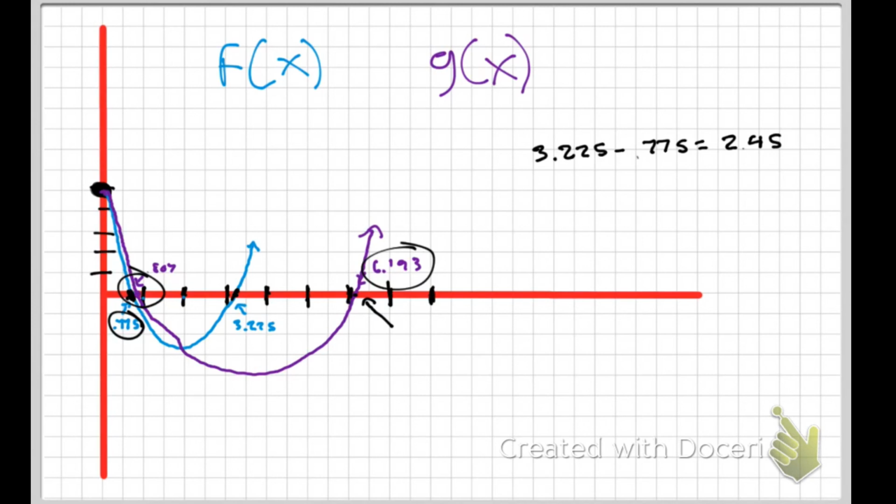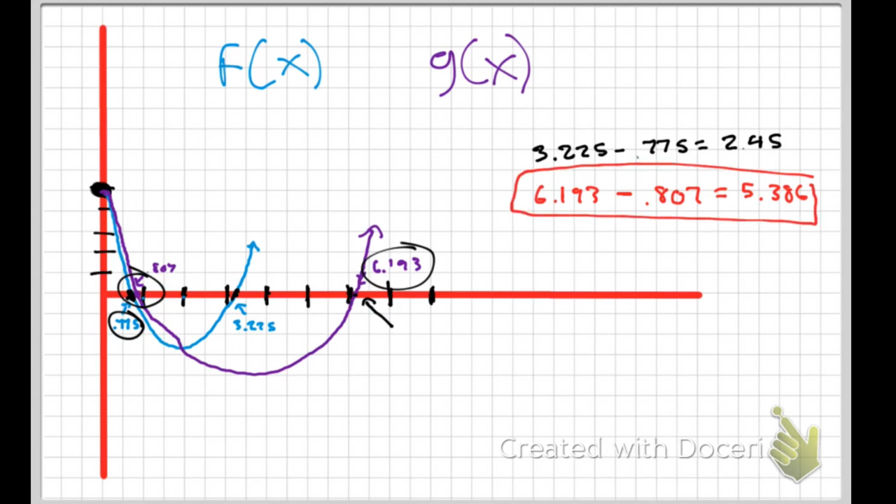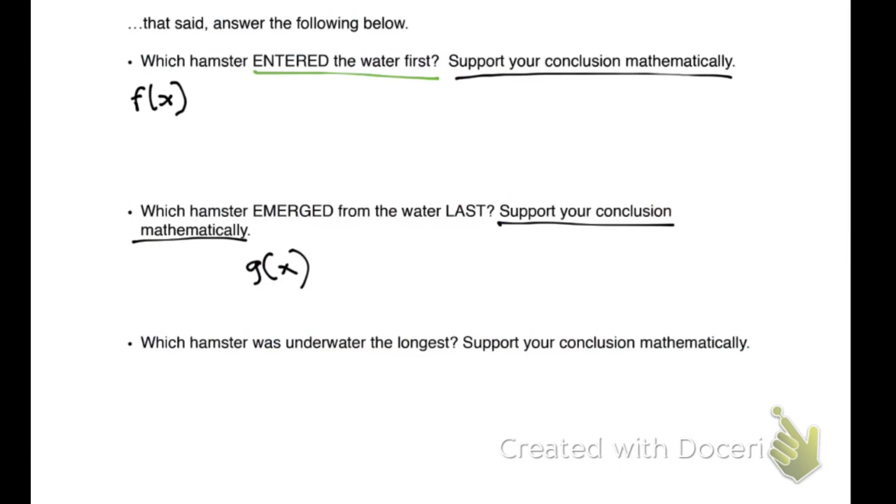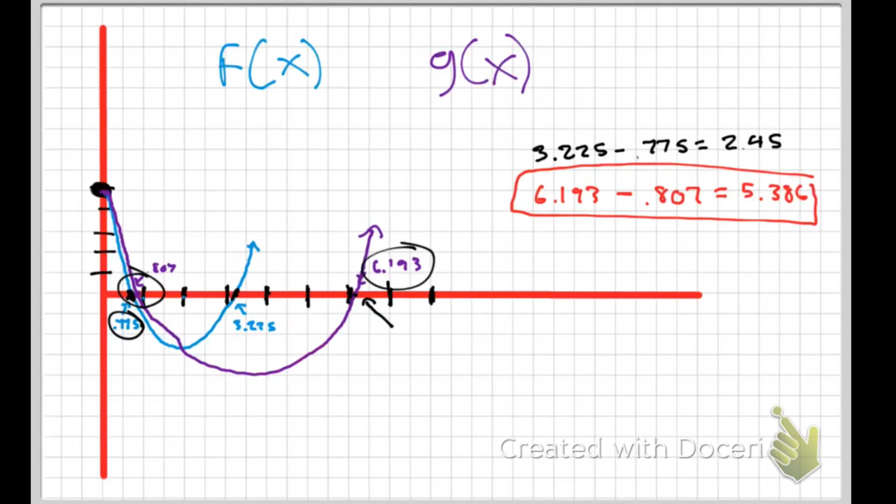Hamster g of x came out at 6.193, and he entered the water at 0.807, so he was underwater for a total of 5.386 seconds. So again, g of x. You can kind of tell straight from the graph that he was underwater for the longest time. So in supporting your conclusion mathematically, it's just that work right here.